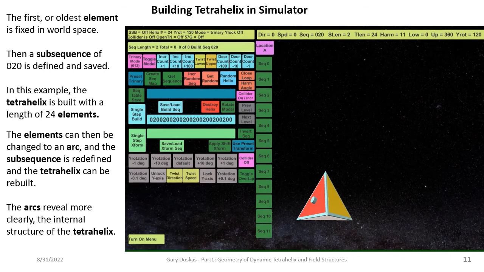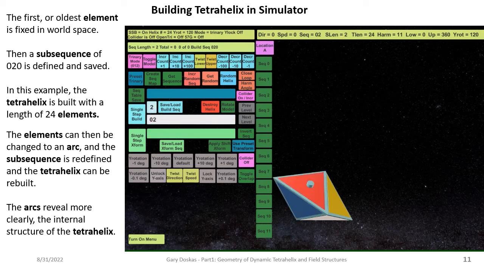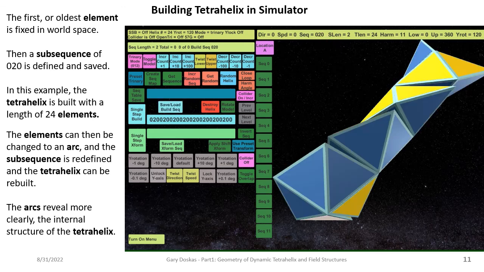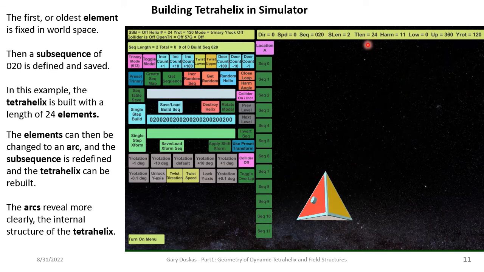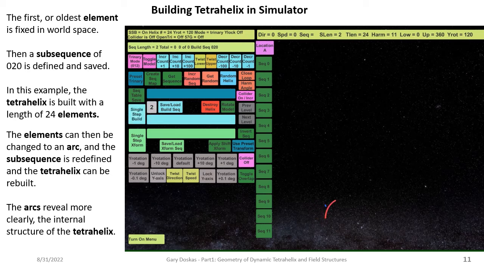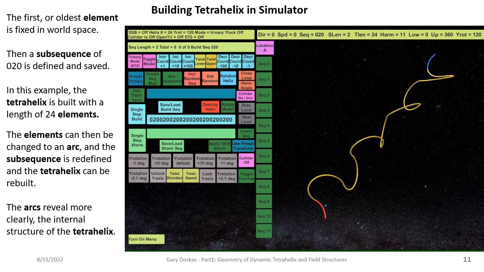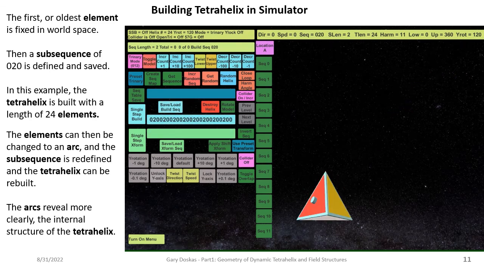The first, or oldest element is fixed in world space. Then a subsequence of 020 is defined and saved. In this example, the tetrahelix is built with a length of 24 elements. The elements can then be changed to an arc, and the subsequence is redefined and the tetrahelix can be rebuilt. The arcs reveal more clearly the internal structure of the tetrahelix.